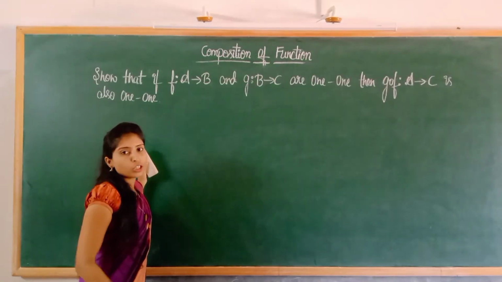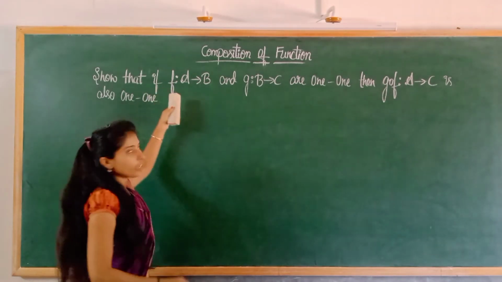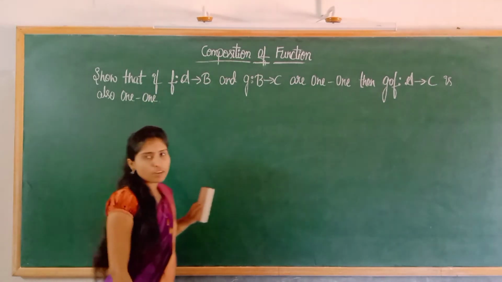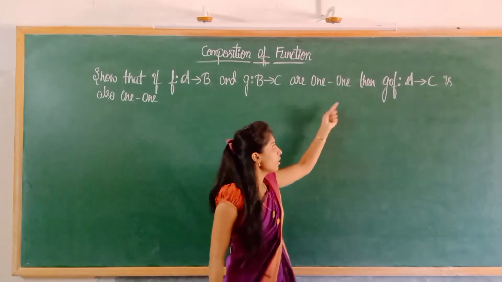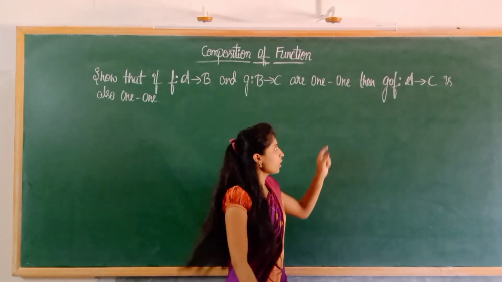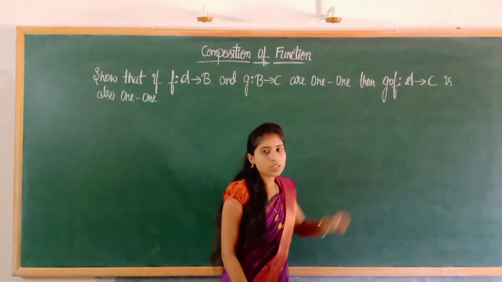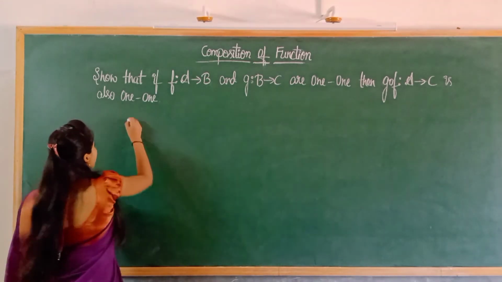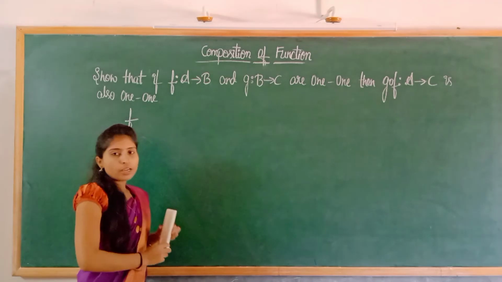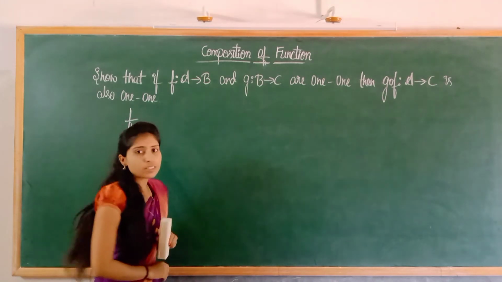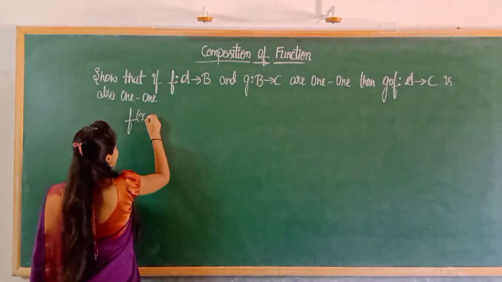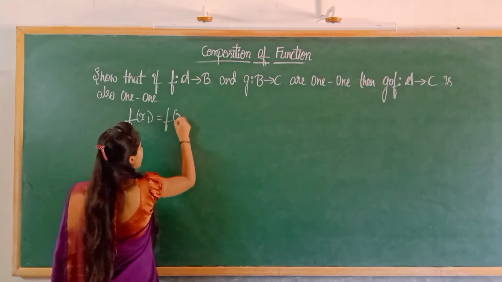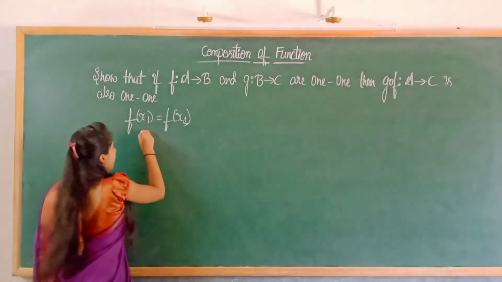Show that if f from A to B and g from B to C are 1-1, then g composition f from A to C is also 1-1. We have to show that. We already know that for a 1-1 function, f of x1 is equal to f of x2 implies x1 is equal to x2, right?